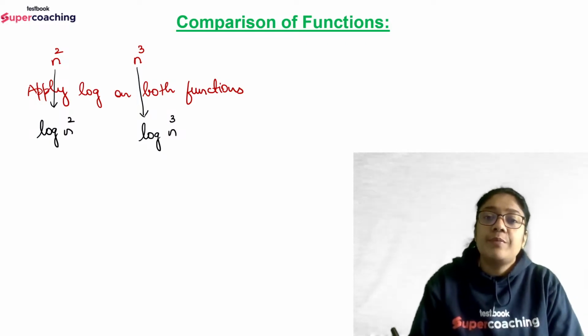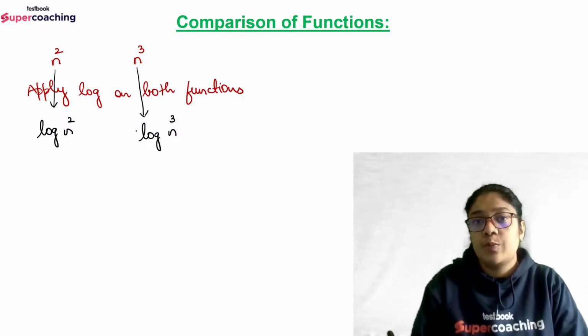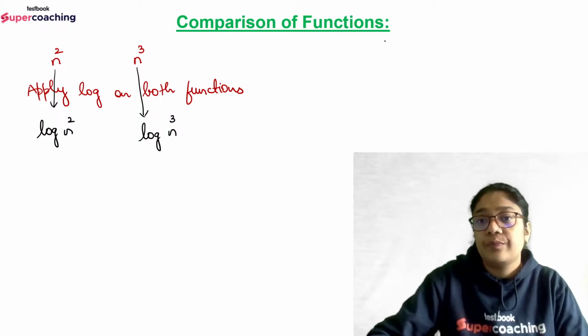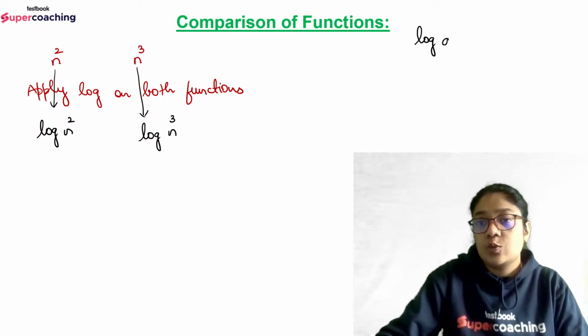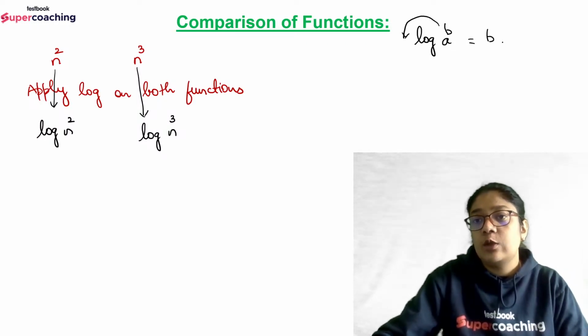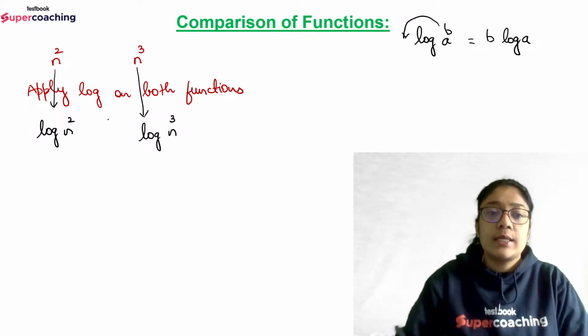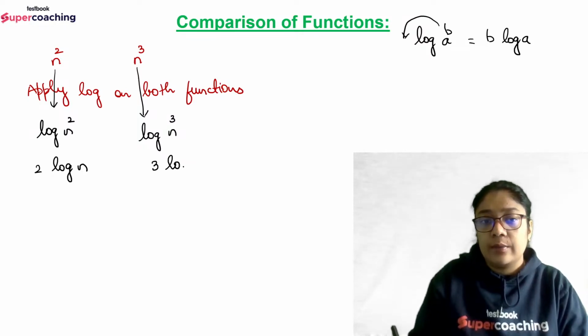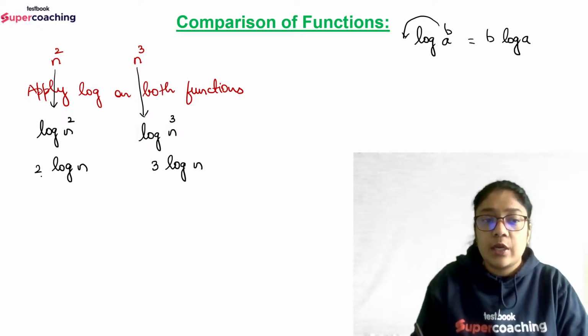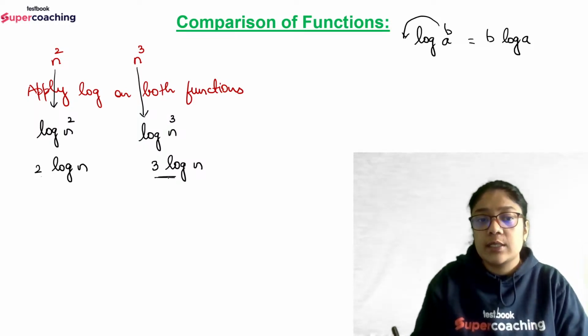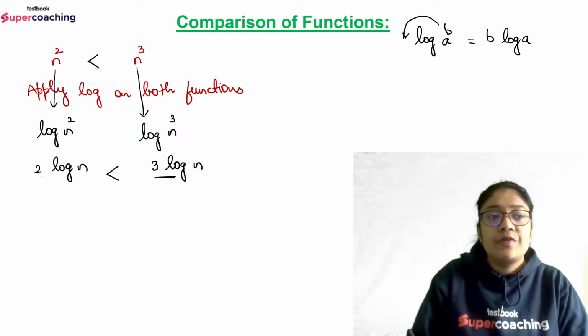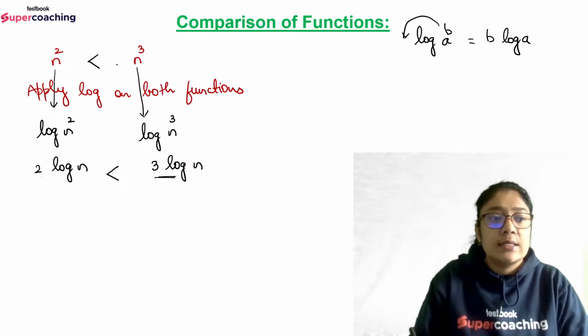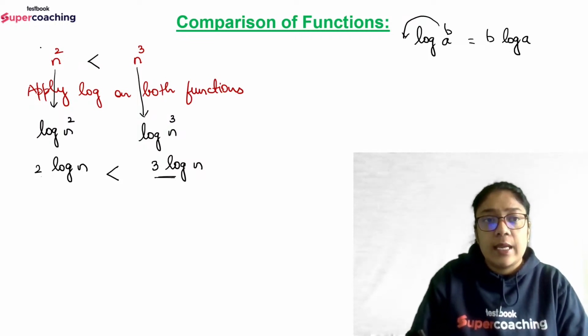Now we have a basic formula: log a raised to power b comes out to be b log a. Whatever is in the power comes to the front. So I'm using that only. So here we'll get 2 log n and here we get 3 log n. Now you can see which term is greater, 2 log n or 3 log n. Obviously 3 log n is greater, so we can say that out of these two functions n square is less than n cube.